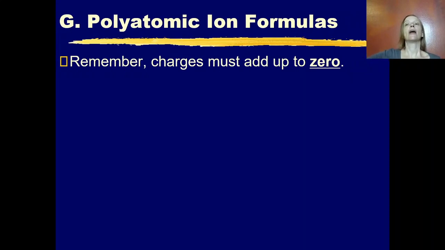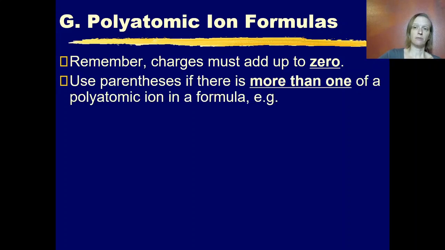When it comes time to writing the formulas, the same rule that we've followed for all ionic compounds up to this point applies. Charges must add up to 0. There's just a new trick here. We use parentheses if there is more than one of a polyatomic ion in a formula.